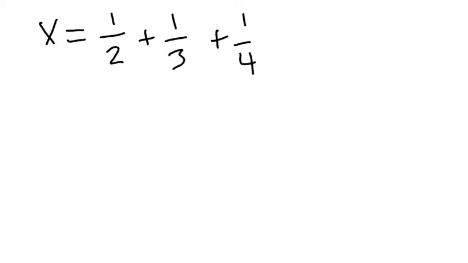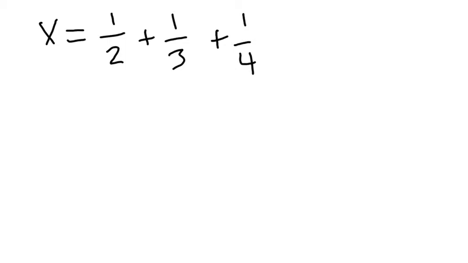So in order to solve this problem, we're going to need to find the least common denominator for x and for y. And we want them to be the same so we can add them together and make it simple, just adding the numerators. So let's start off with x. The problem says x is equal to 1/2 plus 1/3 plus 1/4.